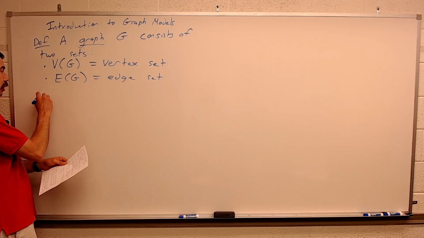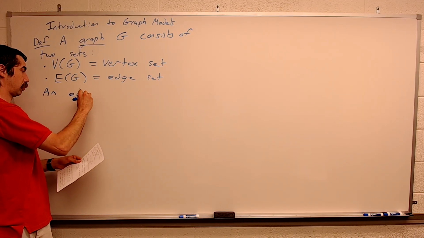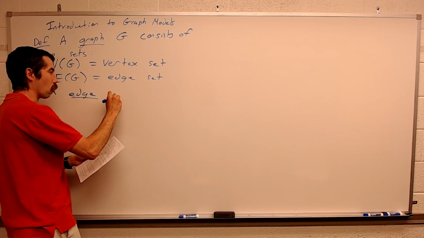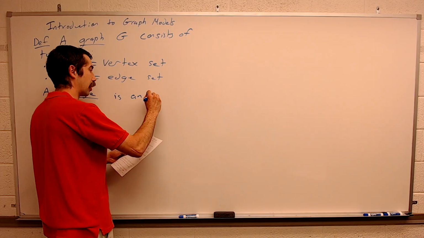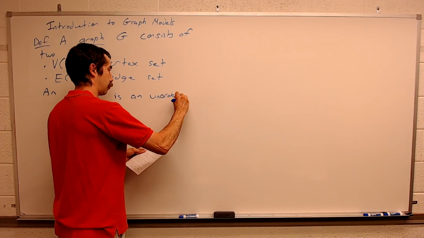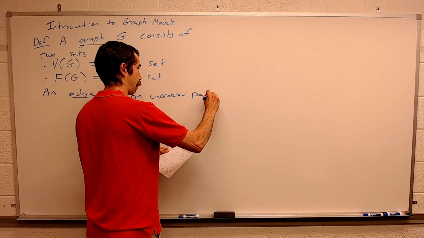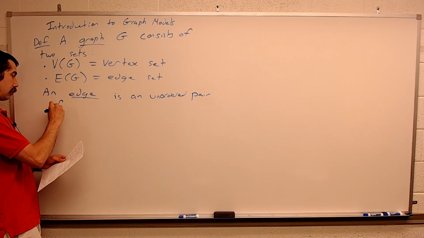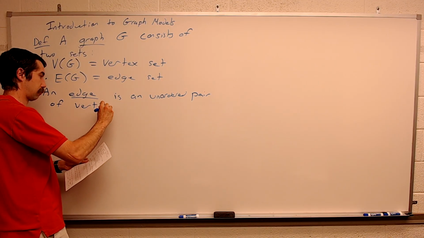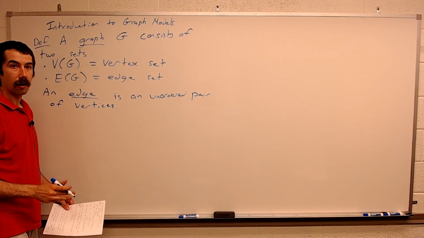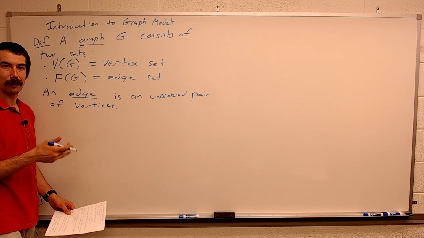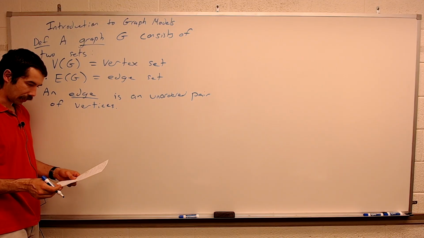Okay, what is an edge? An edge is an unordered pair of vertices. Okay, this is very abstract. Let me give you an example, and you'll see this is really not too confusing.